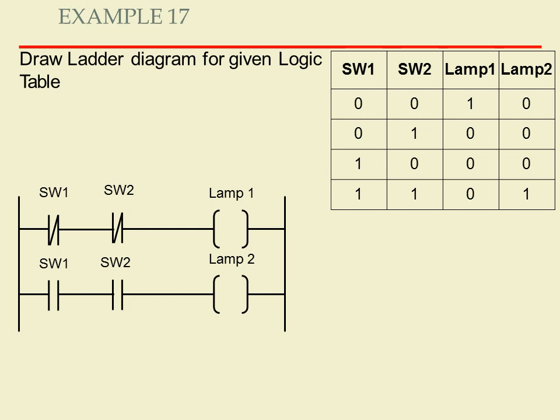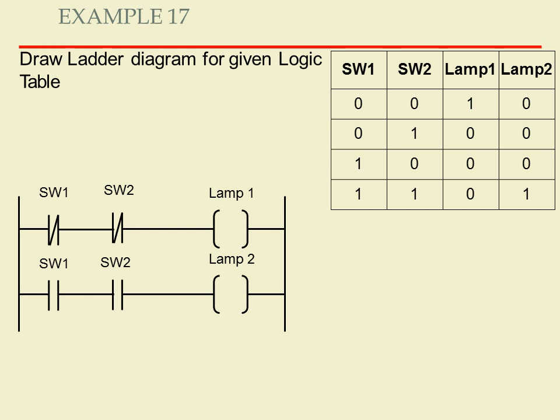So it is equivalent to a NAND gate. A NAND gate can be represented as 2 closed switches in series. See the first rung in the ladder diagram. Switch 1 and switch 2 are normally closed switches connected in series, and lamp 1 is its output device. Whenever both are at state 0, that is not pressed, the lamp will glow. When switch 1 is not pressed but switch 2 is pressed, switch 2 will become an open contact, so lamp 1 will not glow.